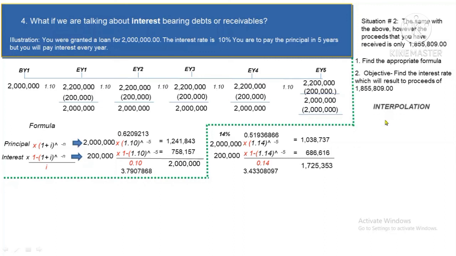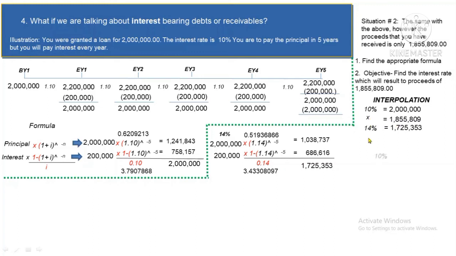Let's go now to interpolation. But first, you arrange the tried rates 10% and 14% here, and then on the opposite side, the resulting present value. So 10% resulted to 2 million and 14% resulted to 1,725,353. Then put in the middle the desired present value of 1,855,809 and x representing the unknown rate.